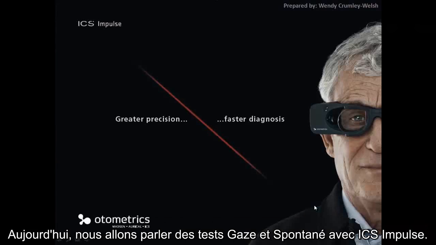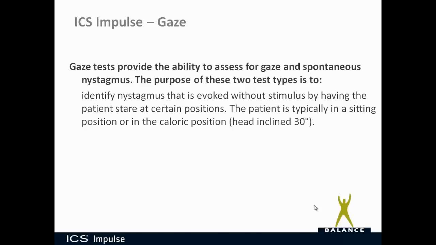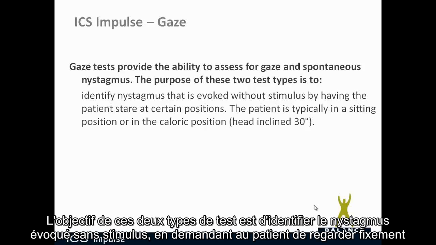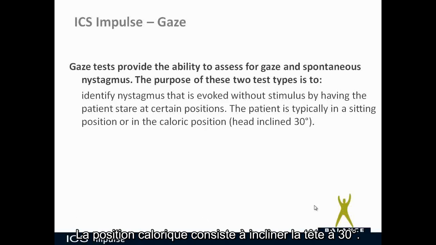Today we're talking about the gaze test and spontaneous test in the ICS Impulse. So what is the gaze test? The gaze test, so this is gaze and spontaneous, provide the ability to assess for gaze and spontaneous nystagmus. The purpose of these two test types is to identify nystagmus that is evoked without stimulus by having the patient stare at certain positions. The patient is typically in a sitting position or in a caloric position. So the caloric position is the head inclined 30 degrees.